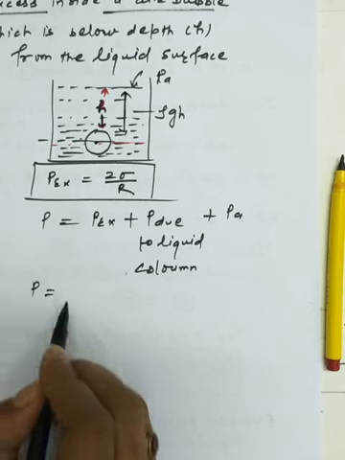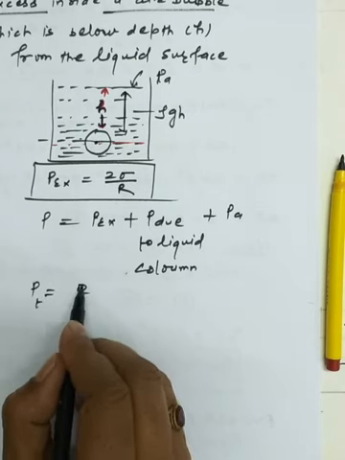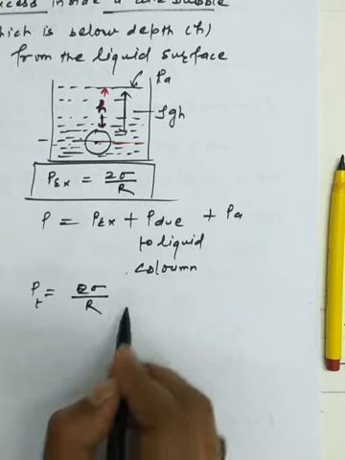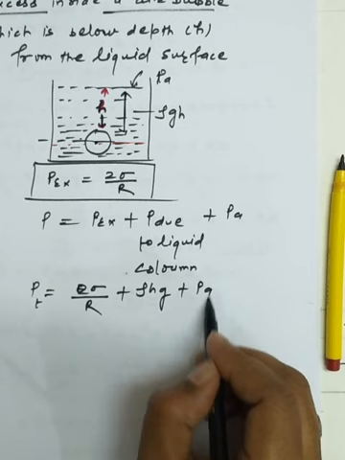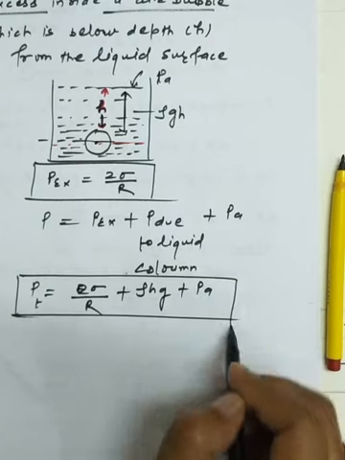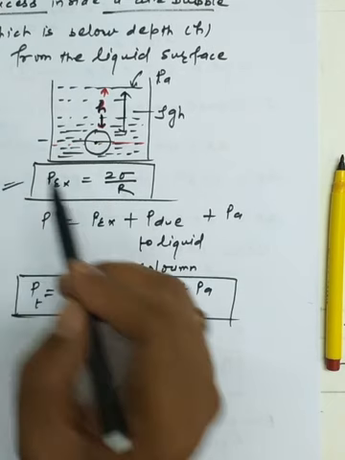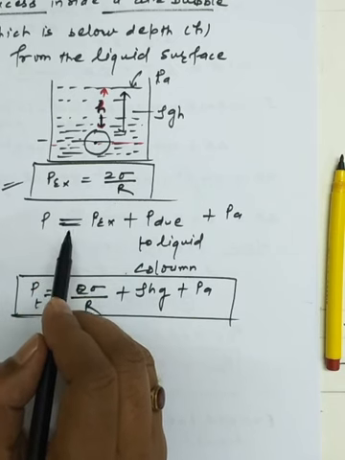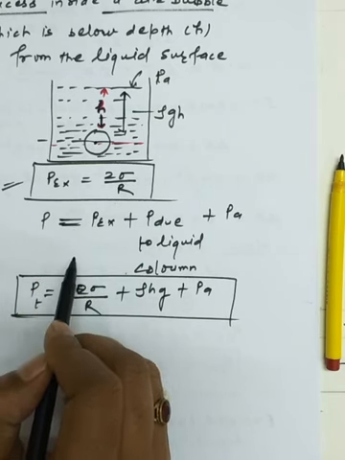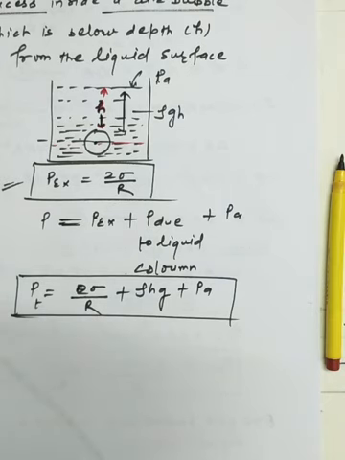So the total pressure is 2 sigma upon r plus rho hg plus the atmospheric pressure. This is the simplest meaning of the pressure, one of the basic formulas we have. Now if you make the assumption of the total pressure, we can write it here. So this is the simplest meaning we have regarding the excess pressure inside the liquid drop.